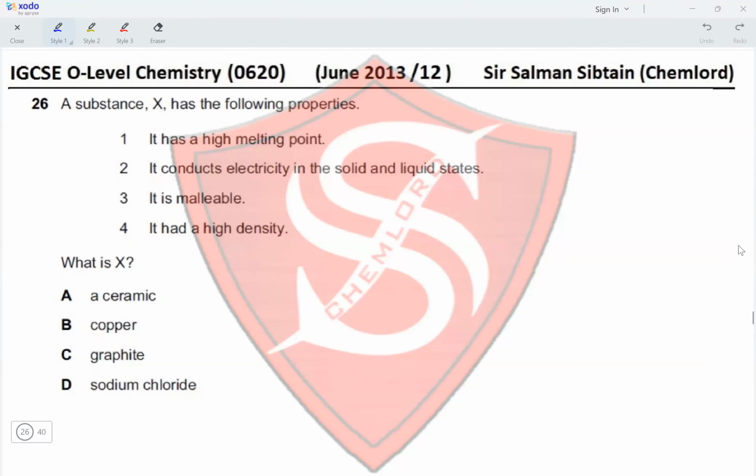What is X? A ceramic? No. Copper? Copper belongs to the D block. So yes. Graphite? No. Sodium chloride? No. Sodium chloride will not conduct in the solid state, and graphite does not have a liquid state, and ceramic does not conduct electricity. So this makes option B the correct option for this question.